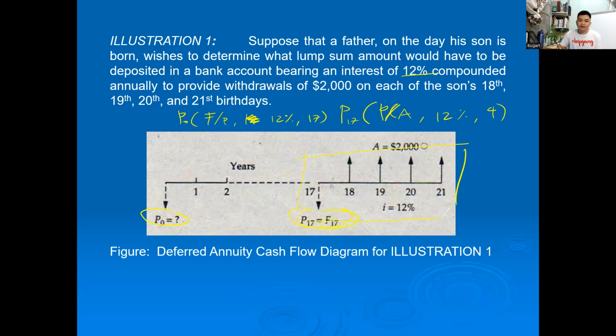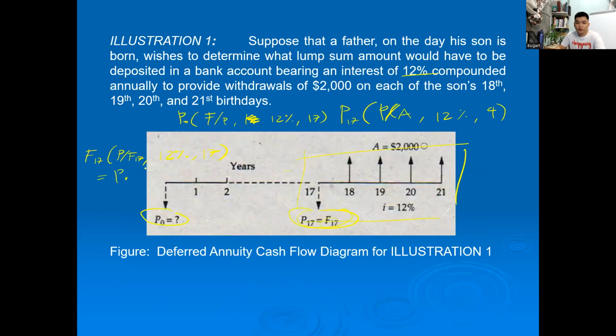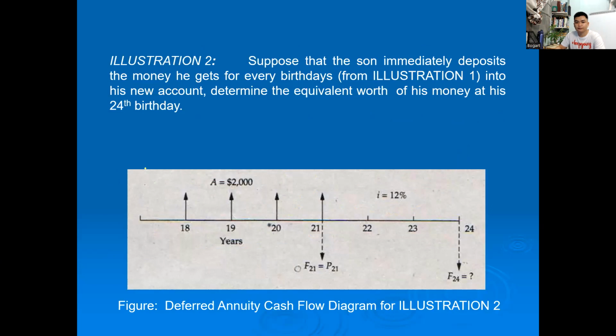So, from P17, makukuha natin siya from this cash flow. That will be finding P given F17 for 12% interest in the second year. Yun na. Nakuha mo na si principal is equivalent to P present. Okay? Mamaya, magpapakita pa tayo ng isa pang problem for you to mas maintindihan naman.